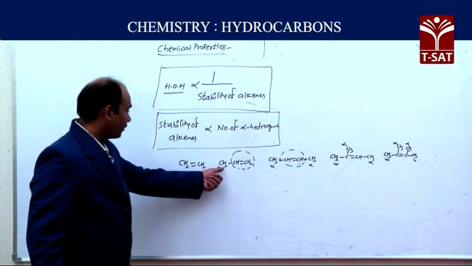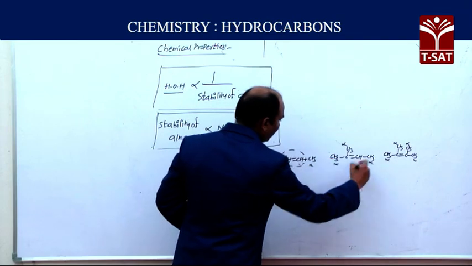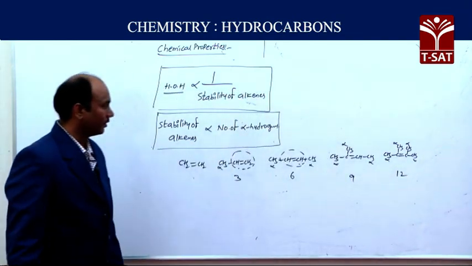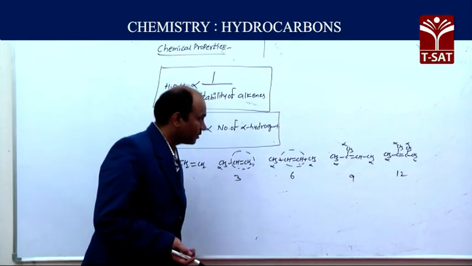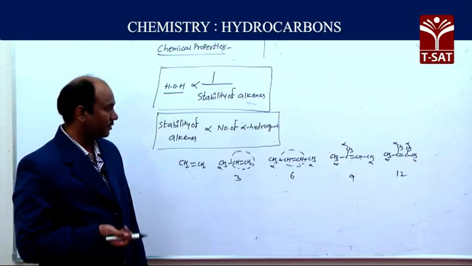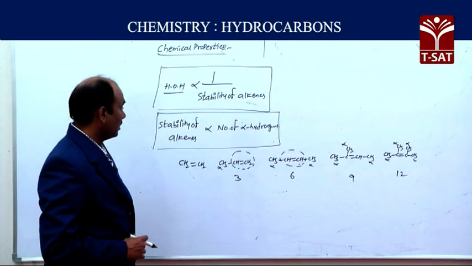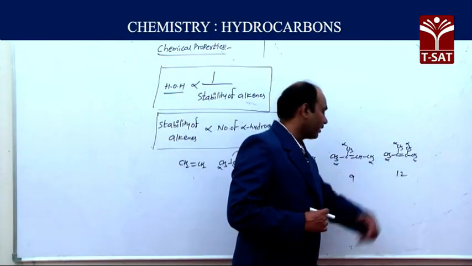Here the number of alpha hydrogens is 3. Here 3 plus 3, 6. Here 3, 3, 9. Here it is 12. As the number of alpha hydrogens increases, stability increases. As the number of alpha hydrogens increases, hyperconjugative structures increase. If hyperconjugative structures increase, the stability of alkenes increases. Now, if you observe which is more stable, this is more stable. Why? Because the number of alpha hydrogens is more.